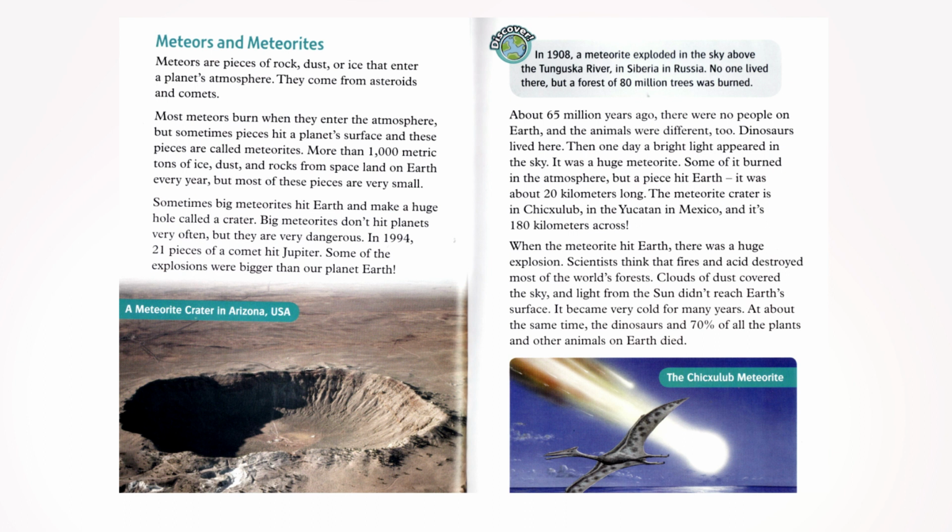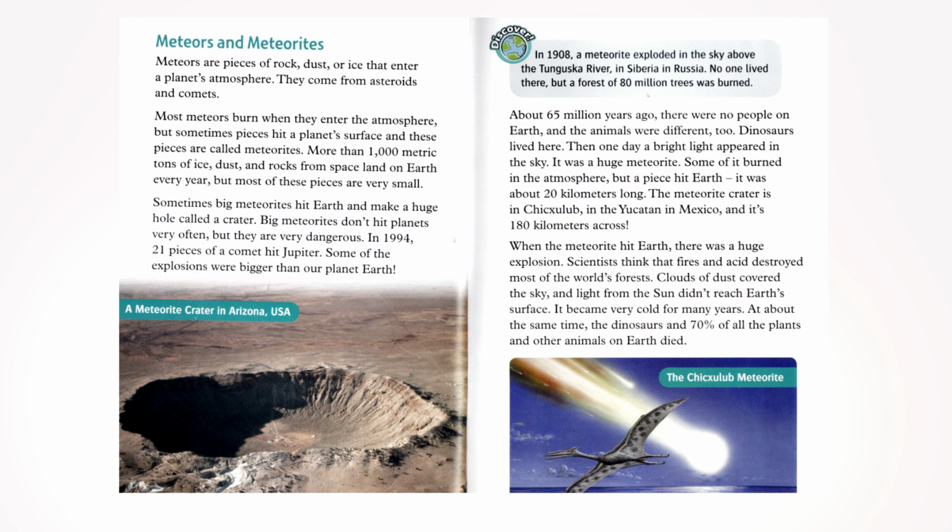Sometimes big meteorites hit Earth and make a huge hole called a crater. Big meteorites don't hit planets very often, but they are very dangerous. In 1994, 21 pieces of a comet hit Jupiter. Some of the explosions were bigger than our planet Earth.